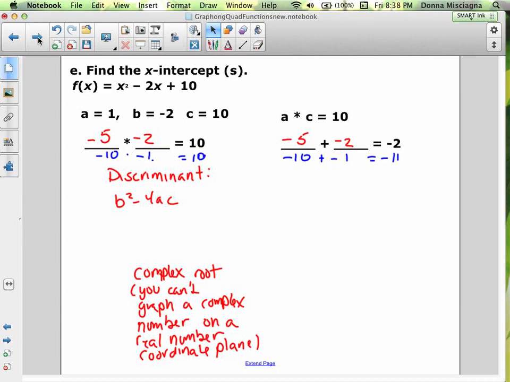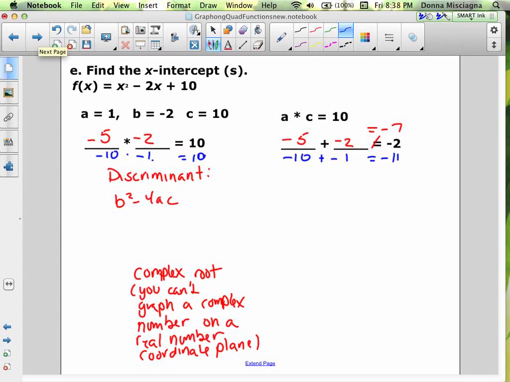But -5 plus -2 is not equal to -2. That's equal to -7. That doesn't work out. And -10 plus -1 is -11. That's not -2. How are we going to factor this? Nothing seems to be equal to -2. There are no more factors for 10.